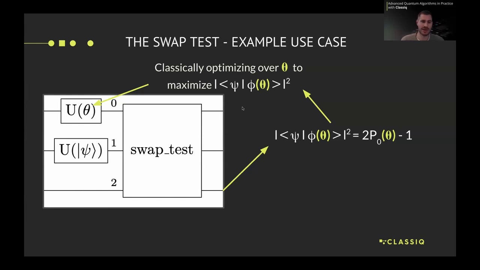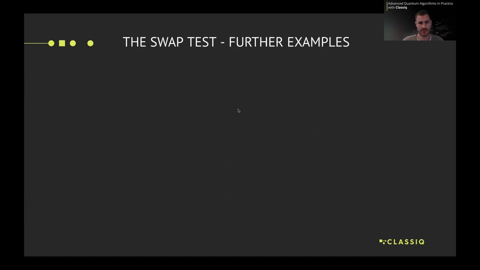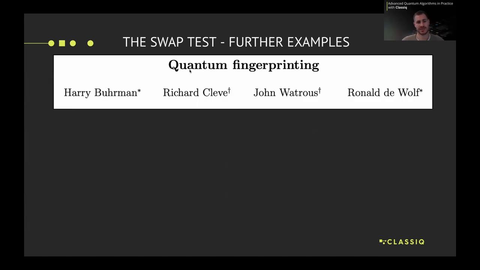So I think through examples it will make it clearer, but this is the high-level scheme, the high-level canonical example of how we use swap tests in quantum machine learning or variational hybrid algorithms in quantum computing. Now, further examples. This is also a paper that uses the swap test, quantum fingerprints, and this is a famous paper, so I encourage you to skim through it and try to spot where they use the swap test within it.